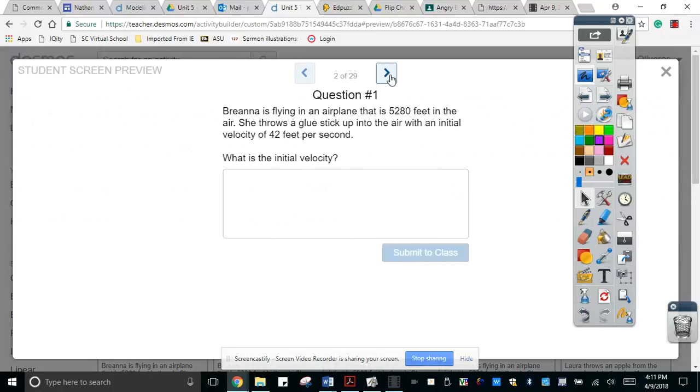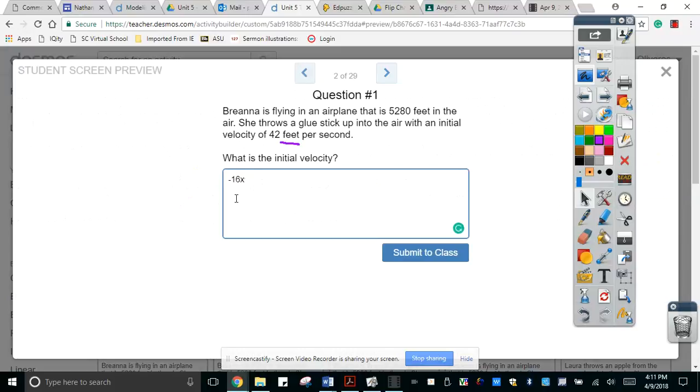Question number one. Brianna is flying in an airplane that is 5,280 feet in the air. She throws a glue stick up in the air with an initial velocity of 42 feet per second. First, we know it's in terms of feet, so we're going to use the negative 16 formula, right? This will be negative 16x squared.